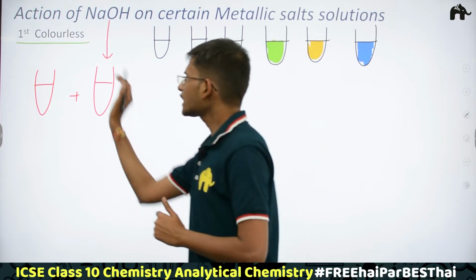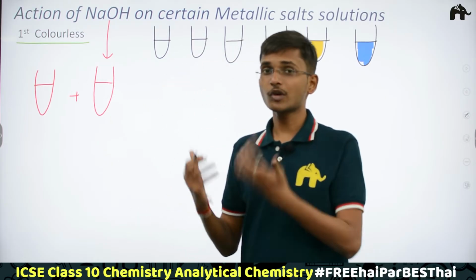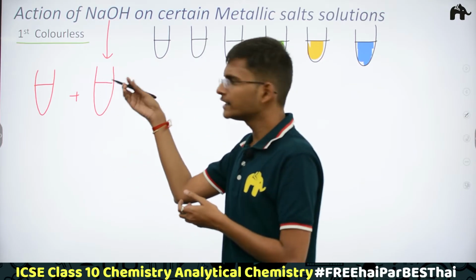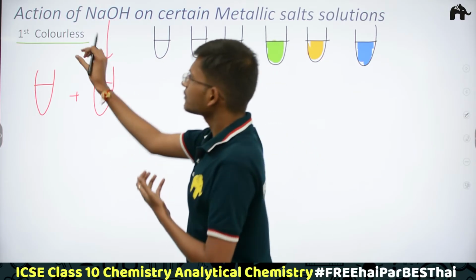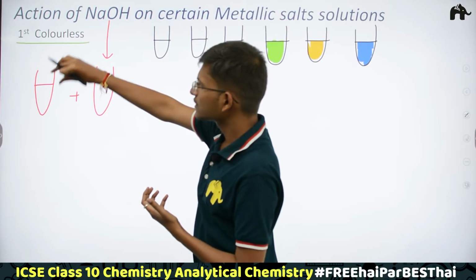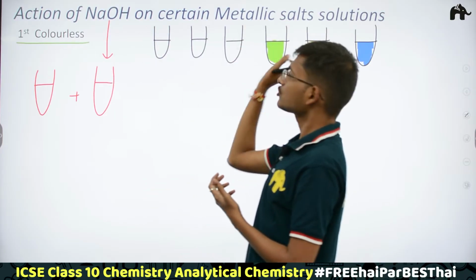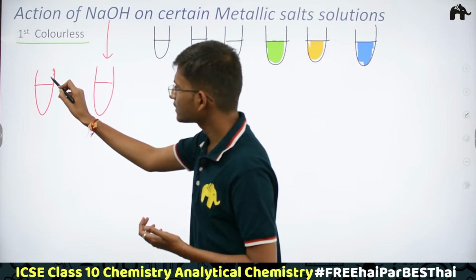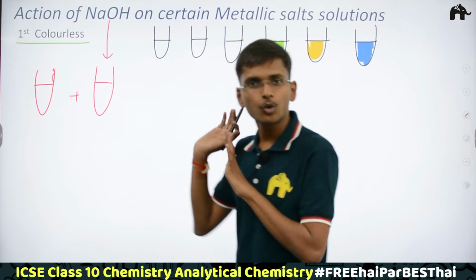Now to the first colorless solution, I am going to add our NaOH solution, which is also colorless. I have told you we are going to add it drop by drop, very slowly. I am taking this test tube, you also do it with me, and we add it into this colorless metallic salt solution slowly, so that the solution just falls from the sides of the test tube.